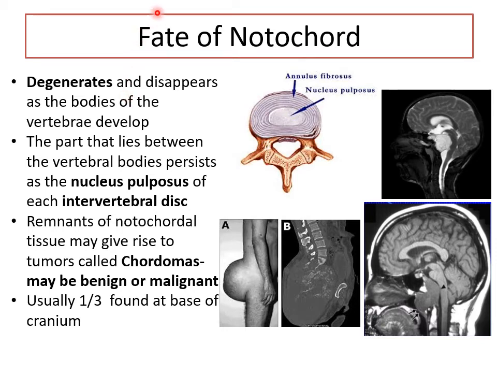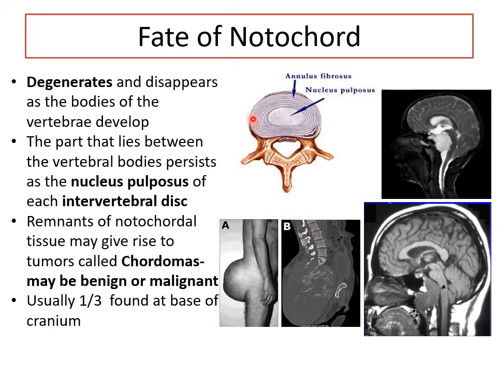So what happens to this notochord once it's formed? As I said, around that the vertebral bodies will start forming. So it induces cells around, basically the mesodermal cells around, to form the vertebral bodies and the vertebrae, etc. And once all this vertebral column is formed, the bodies are separated by the intervertebral disc.